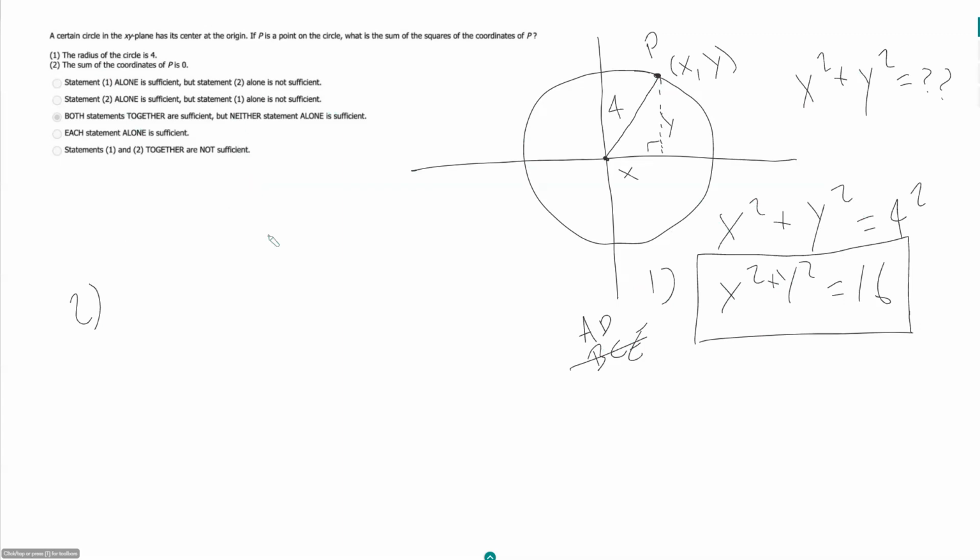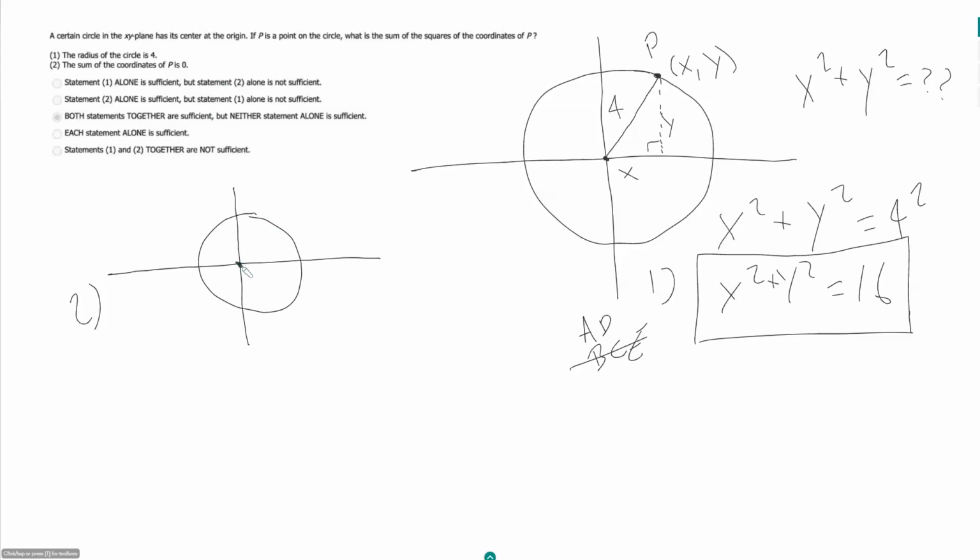Statement 2, the sum of the coordinates of P is 0. Okay, so what does that mean? So that means whatever my x coordinate is, my y coordinate has to be equal magnitude, but with the opposite sign. That's a terrible circle. Sure, I'll take it. Okay, so what does this mean?